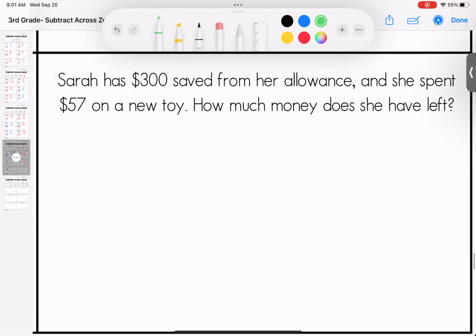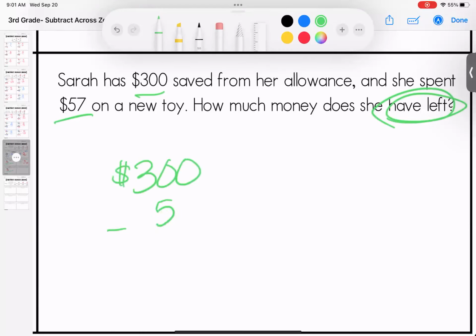Last one. Sarah has $300 saved from her allowance, and she spent $57 on a new toy. How much money does she have left? So she started with $300. She spent, which means we're subtracting $57. What does she have left?